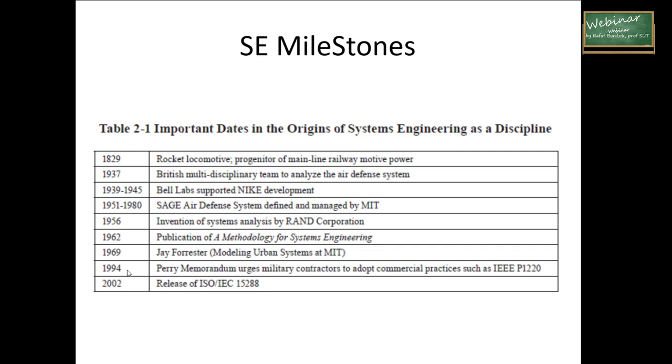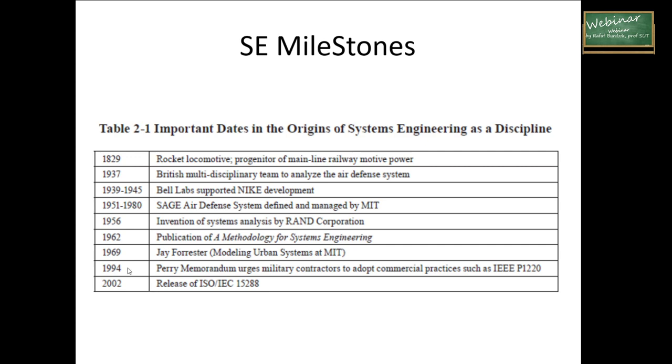Next important step is 1994, when Perry urged military contractors to adopt commercial practices such as IEEE 1220. So it was also a requirement for those contractors, and the first standard on system engineering was released. In 2002, the ISO, the International Organization for Standardization, released ISO 15288 as the requirements for system engineering.